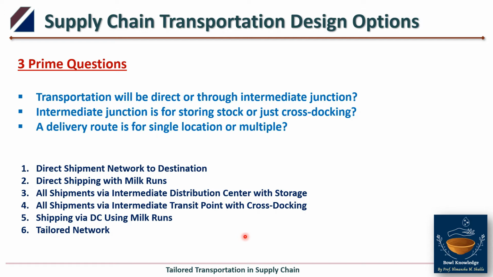So you can see six design options here. Number one is direct shipment network to destination. Then direct shipping with milk runs. We'll see what a milk run is; it is a new term. Then all shipments via distribution center with storage, and all shipments via transit point with cross docking. The fifth option is shipping via DC, that is distribution center, using milk runs. And the sixth one is tailored network. We will see one by one what the various design options are, and we will try to understand them in detail.